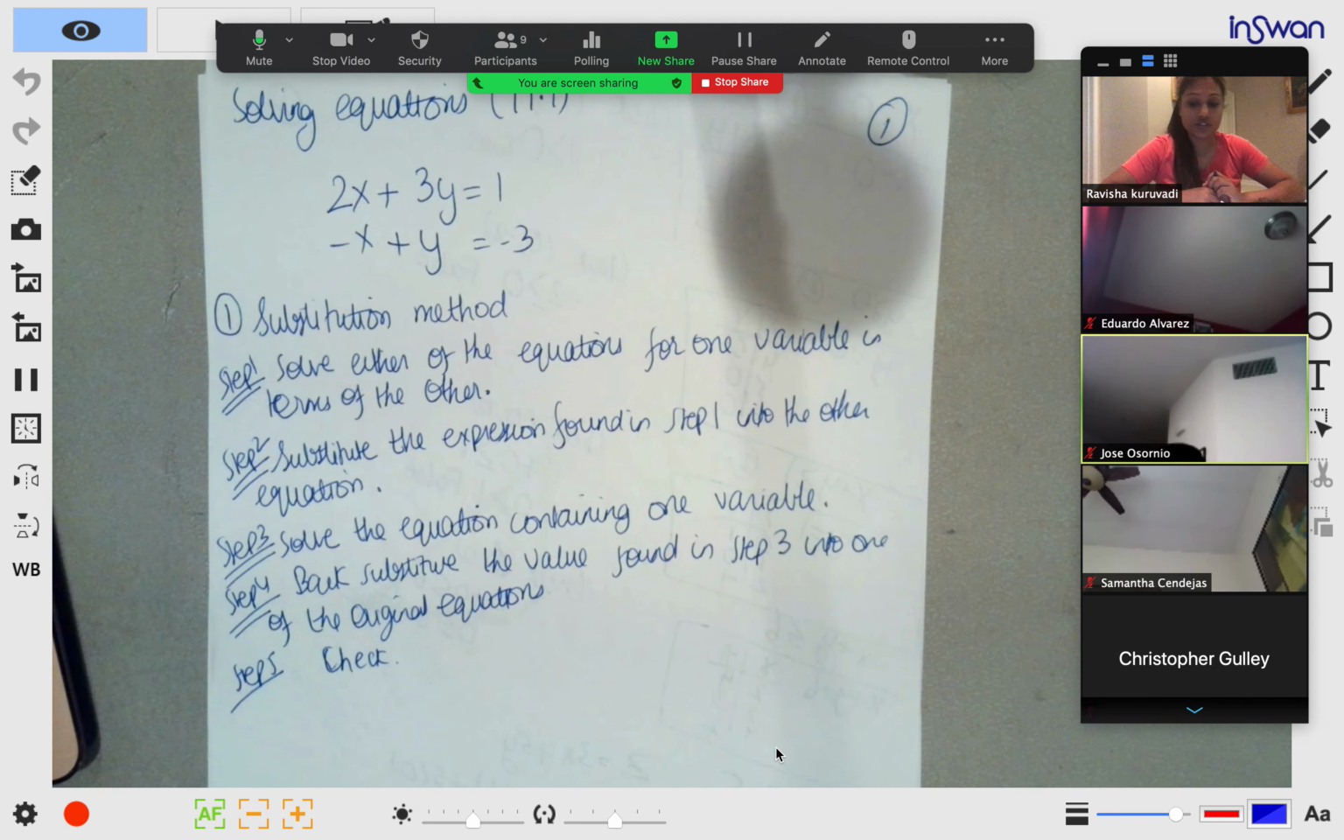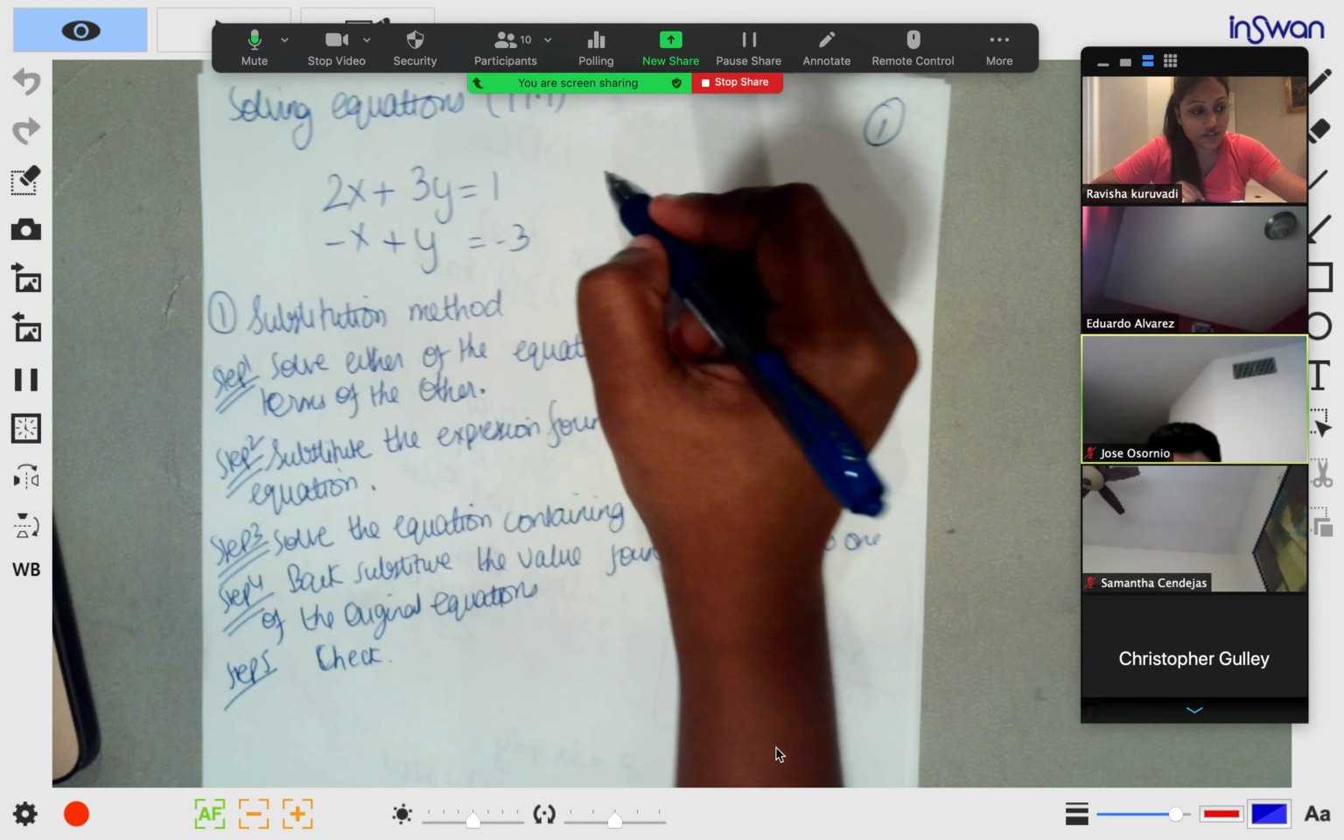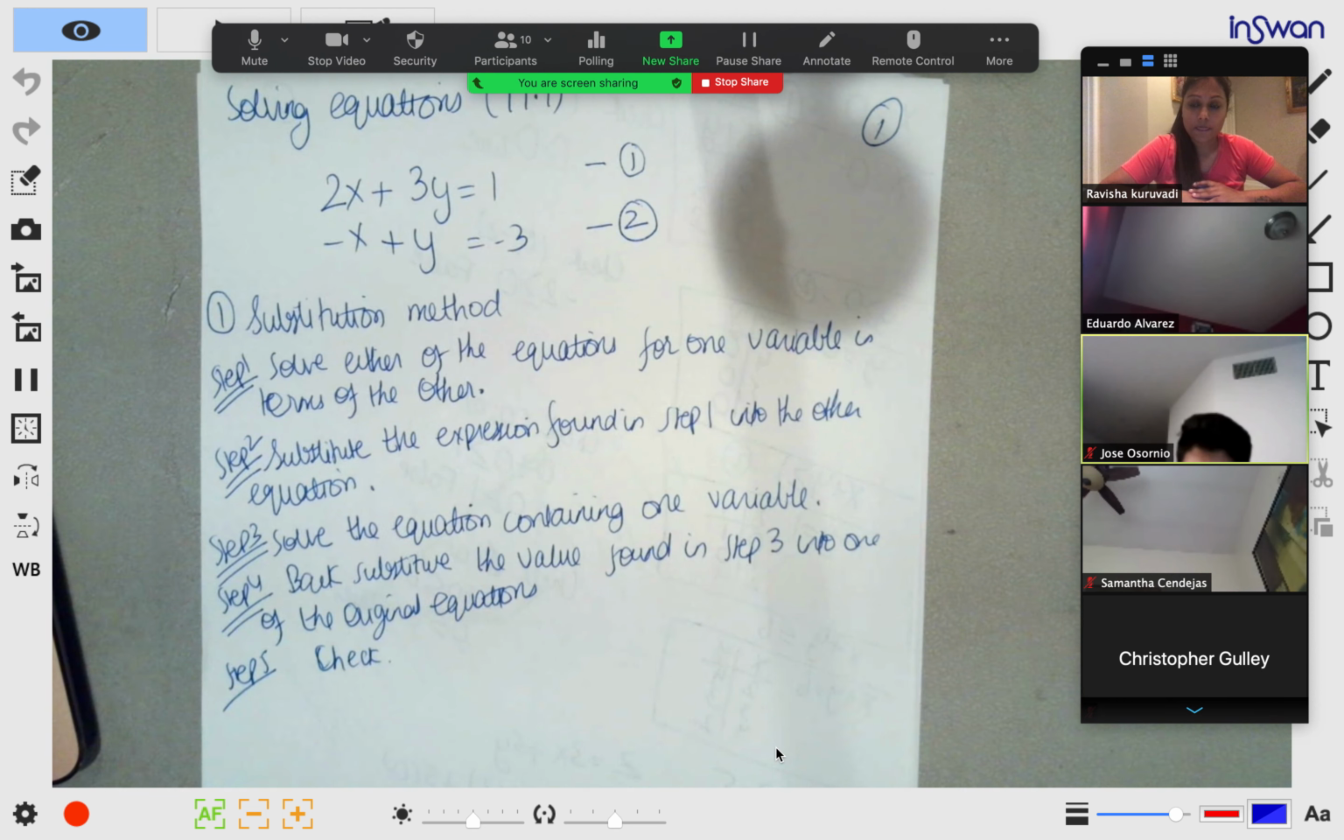Okay, let's do this problem here. Eduardo, we have to solve this equation. This is given to me. I'm numbering my equation first as number 1 and this as number 2. The first step says solve either of the equations for one variable in terms of the other.